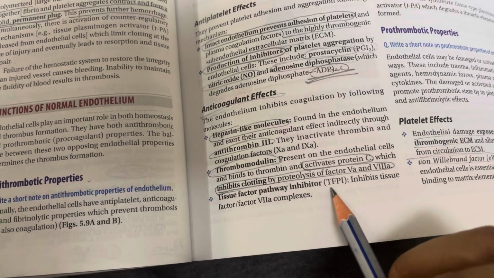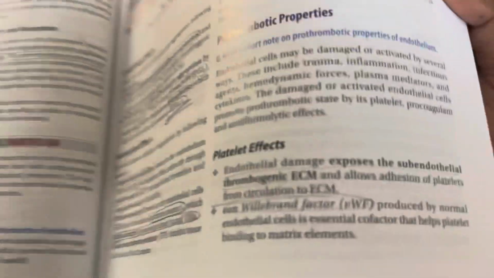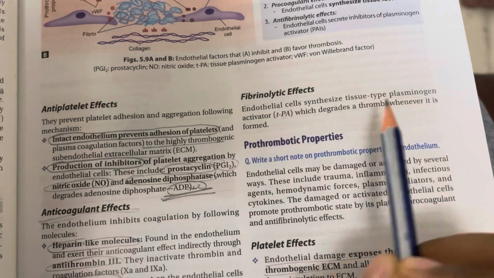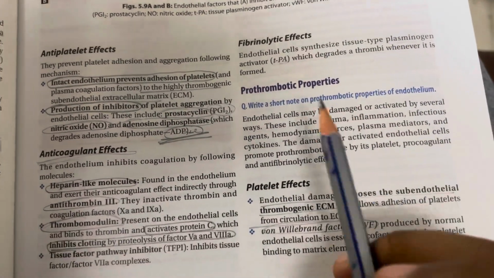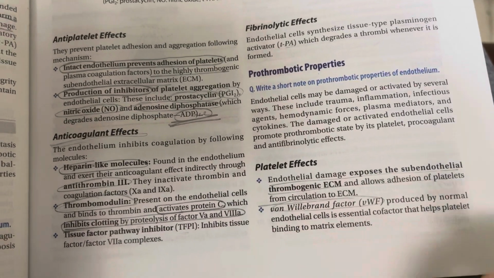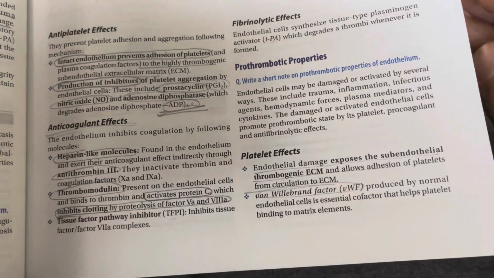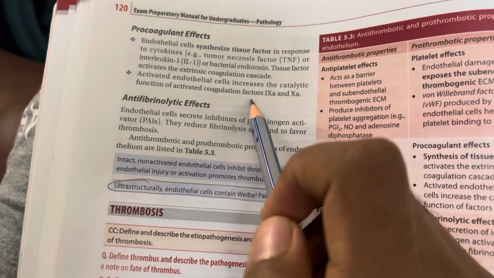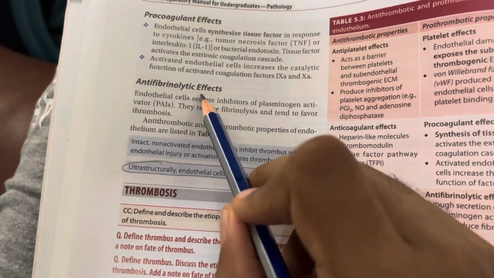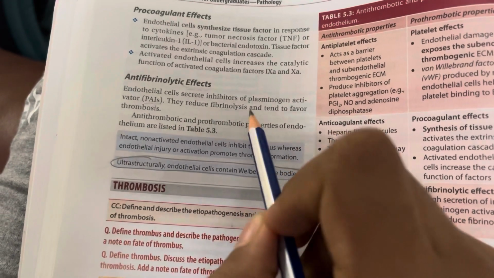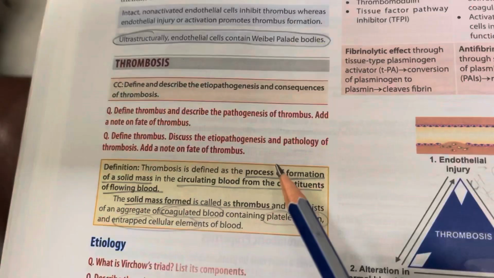And also there is tissue factor pathway inhibitor. It also has fibrinolytic effects because it synthesizes tissue plasminogen activator. Next, prothrombotic properties, what are they? Whenever there is injury to the endothelium, it exposes the von Willebrand factor and subendothelial collagen. It also produces the von Willebrand factor. Procoagulant effects: they synthesize tissue factor in response to cytokines, which causes the coagulation cascade to occur. And antifibrinolytic effects: they synthesize PAIs, plasminogen activator inhibitors. They reduce fibrinolysis and favor thrombosis.